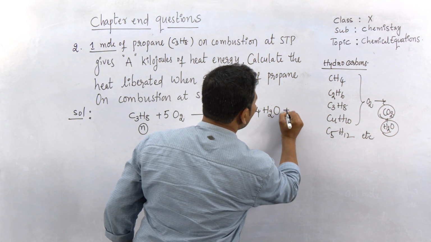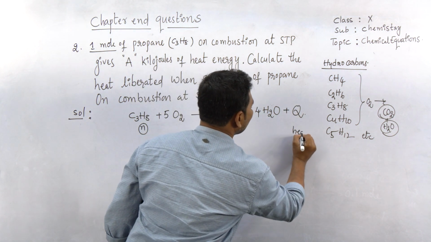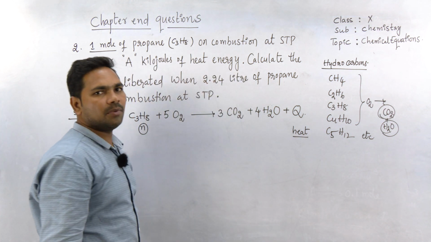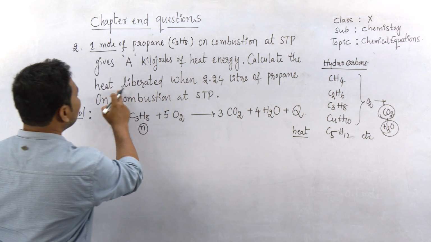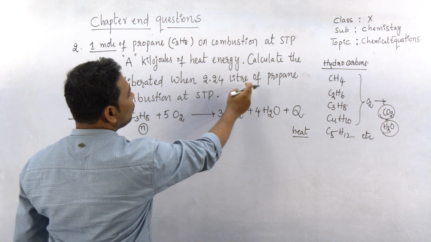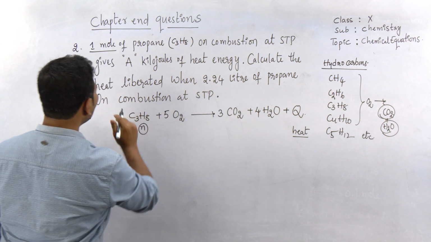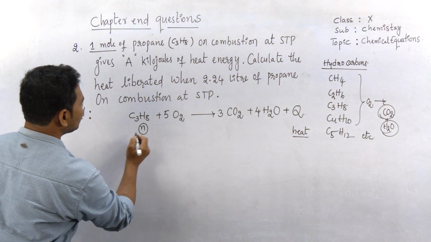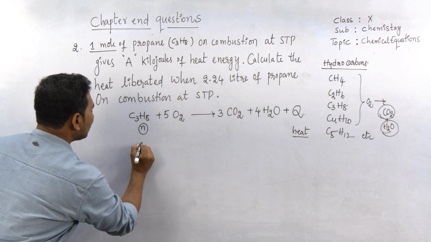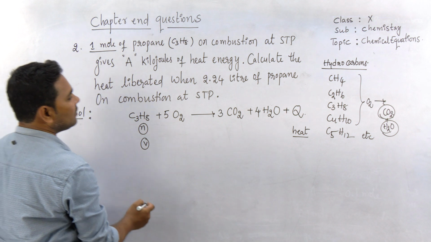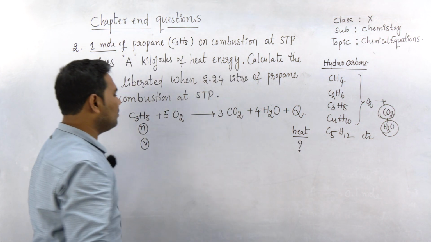So let's write, it is an exothermic reaction, so heat energy is given. What does Q stand for? Heat energy, and it is an exothermic reaction, right? A kilojoules of heat energy. Calculate the heat liberated when 2.24 liter of propane undergoes combustion at STP. Volume of propane is given. We are asked to find the heat energy produced in this chemical reaction.